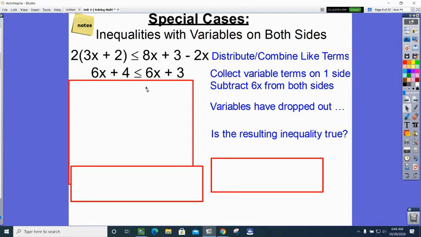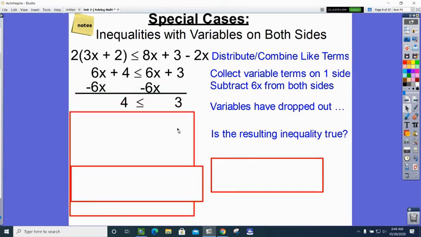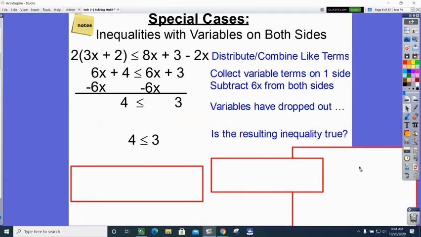So when I take the one choice I have, which is to subtract 6x, again, the inequality is not going to flip, or switch, I should say. I end up with 4 is less than or equal to 3. And there is nowhere in the universe where 4 is less than or equal to 3.